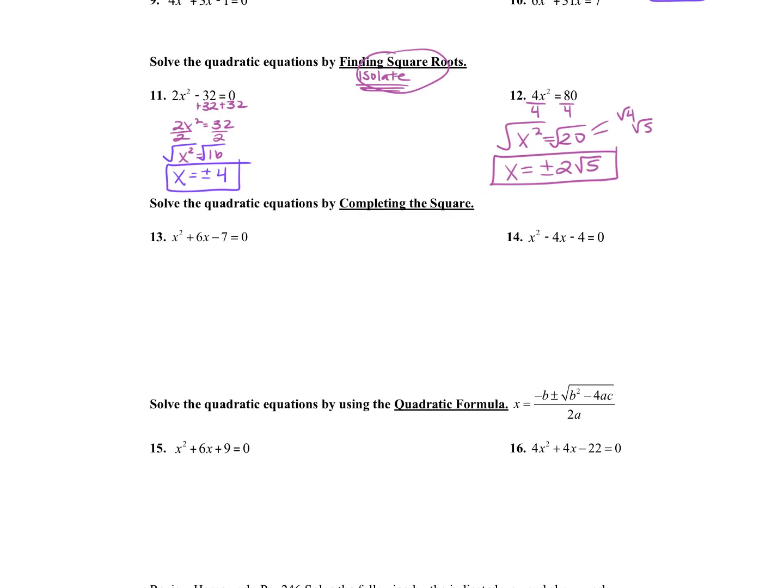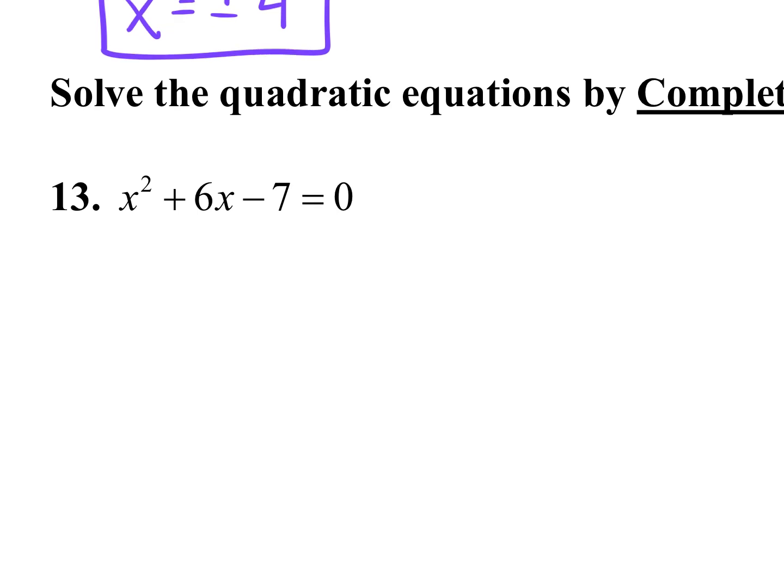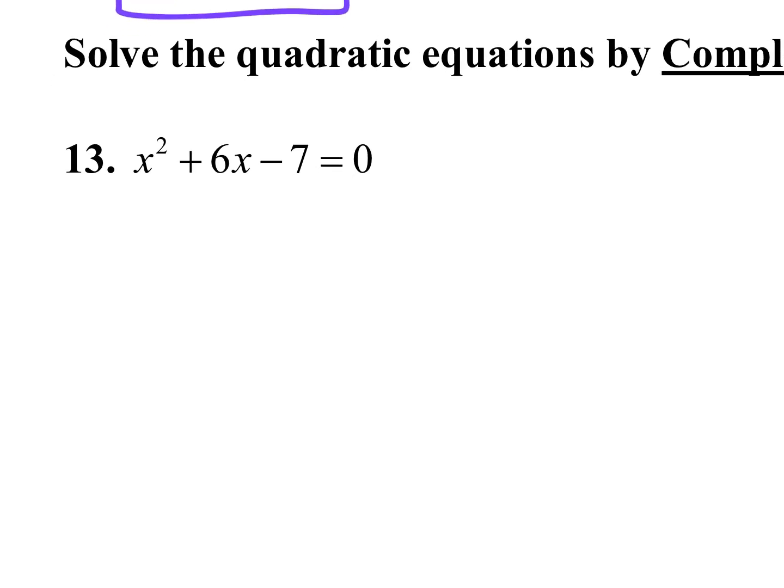Okay, 13, completing the square. Sarah, what do you want to do first here? Do plus 7. Yes, we want to get that 7 out of there because it's not a perfect square trinomial right now, right? 7 is not a perfect square, so get that 7 out of there. So you get x squared plus 6x plus something equals 7 plus something.